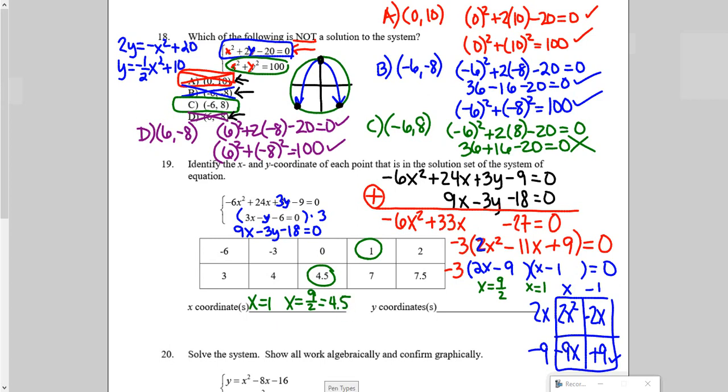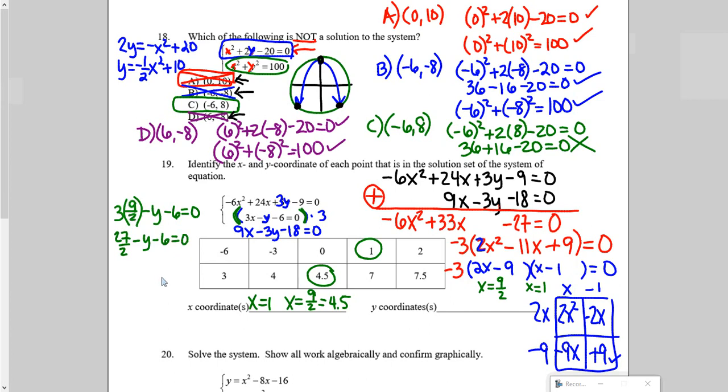Okay, it did ask me for both the x and the y coordinates, so I'm going to have to plug in 9/2. I can plug into either equation, but what I really want to plug into is this second equation, because that one didn't have the same exponents as the top one did. If I plug into the top one, I might get more than one answer. So I'm going to plug in x is 9/2. And then I'm going to solve this. So 9/2 times 3 would be 27/2.